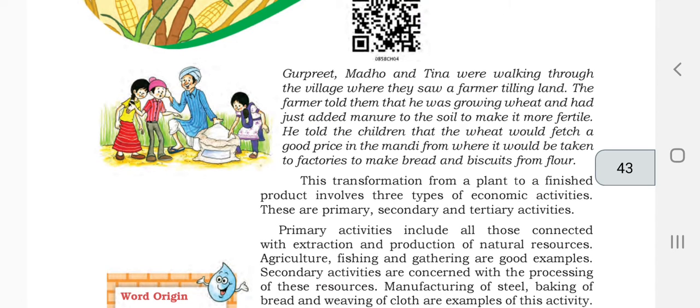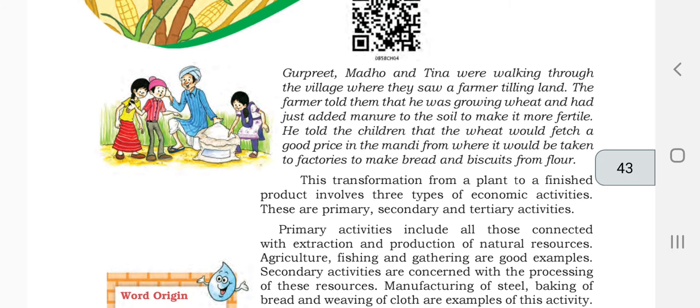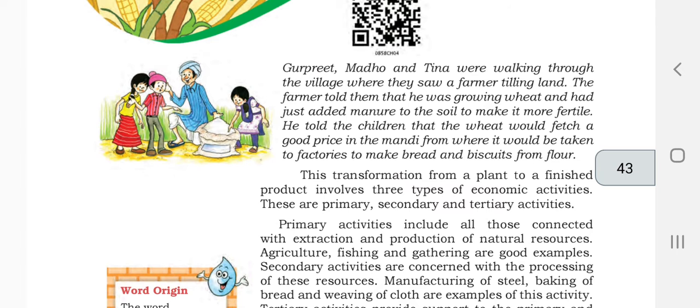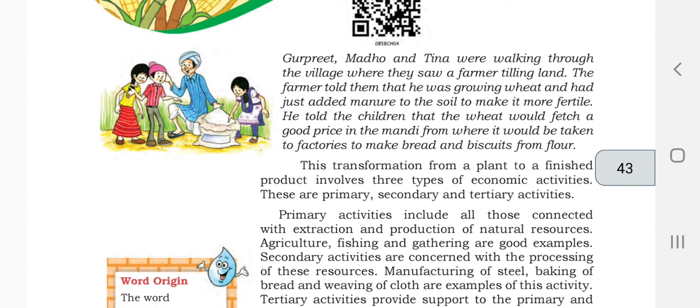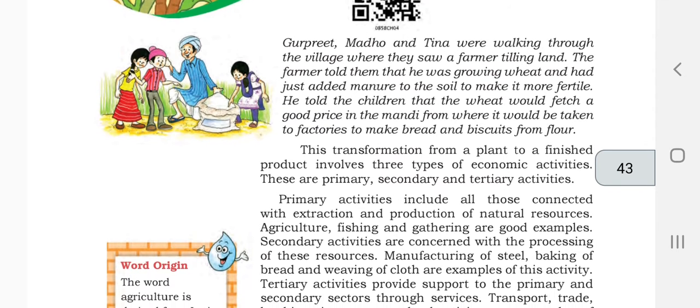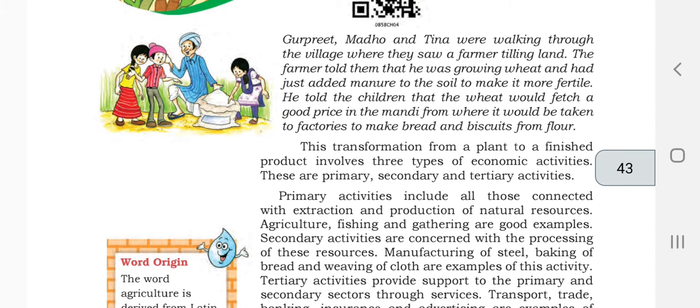Then the farmer told them that he was growing wheat and had just added manure to the soil to make it more fertile. Means if we till, make it soft, and then add some manure, only then will it become fertile. Otherwise the plants will not grow well. He told the children that the wheat would fetch a good price in a mandi, from where it would be taken to factories to make bread and biscuits from flour. So this is the process when we do agriculture.